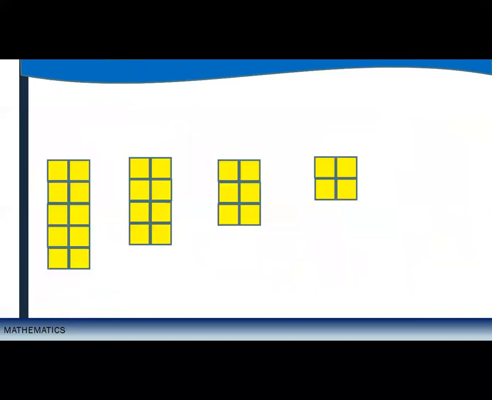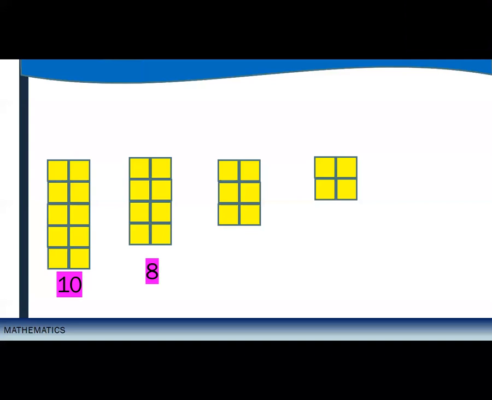Now, here is another pattern for you. What do you think is happening in this pattern? But first, let us look at the number of squares we have in each of our patterns. And so for the first pattern, how many squares do you see? Right, there are 10 yellow squares. And in the second pattern, how many squares do you see? Yes, boys and girls, there are 8 yellow squares.